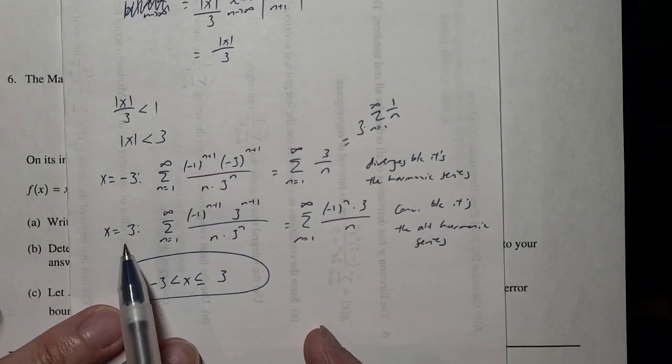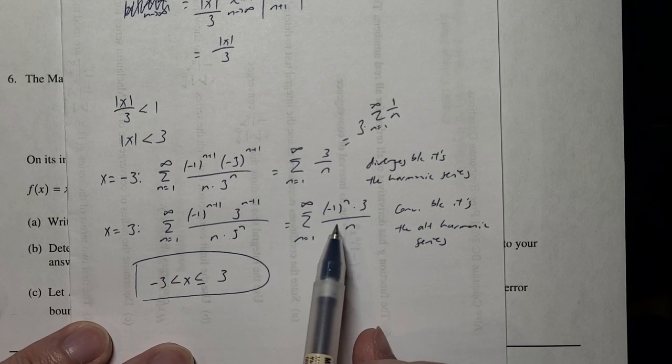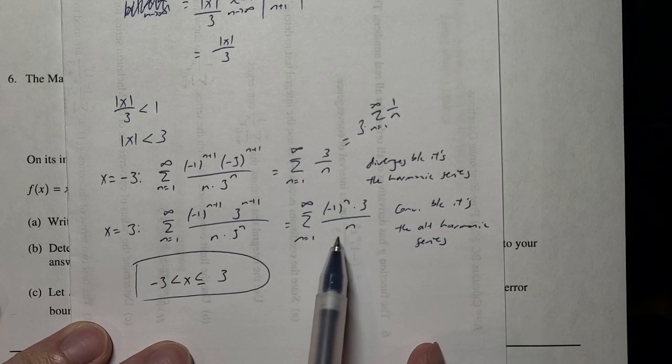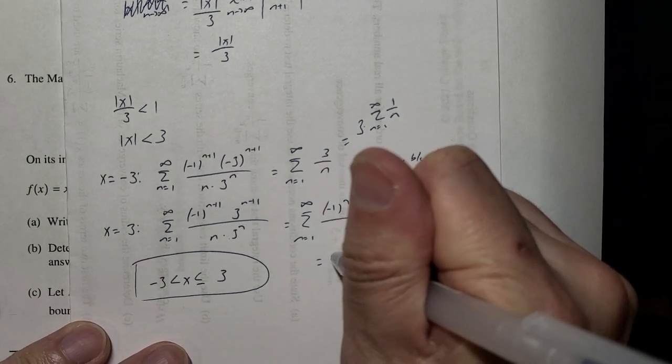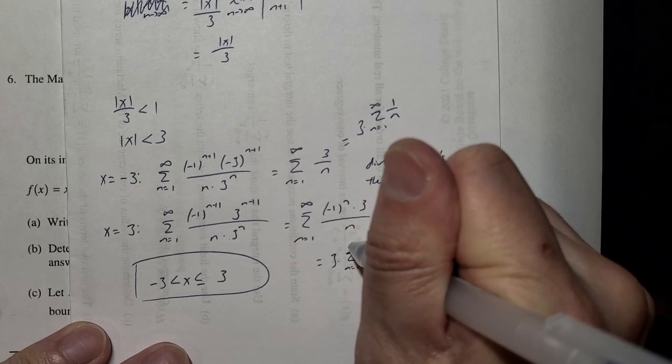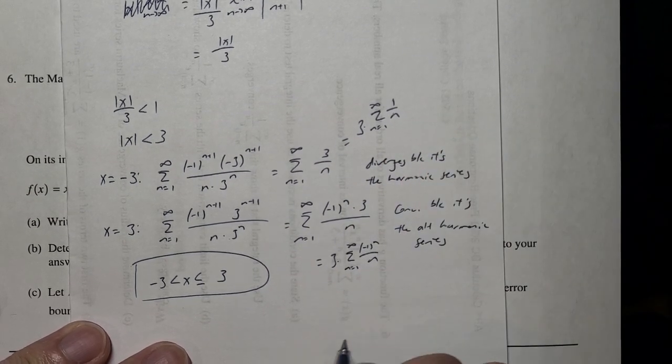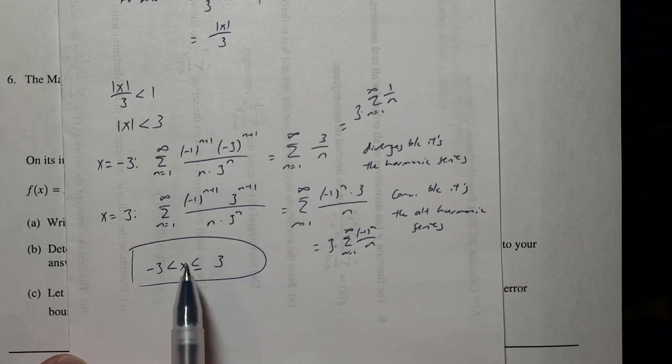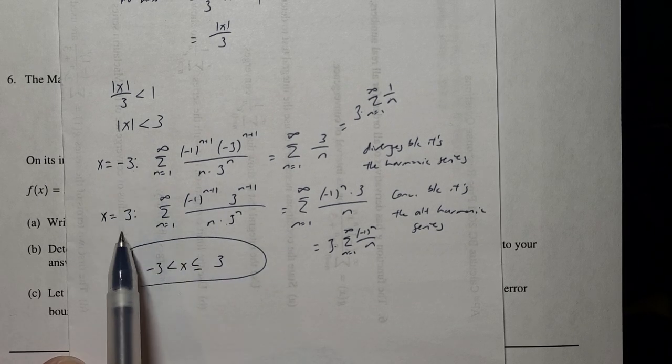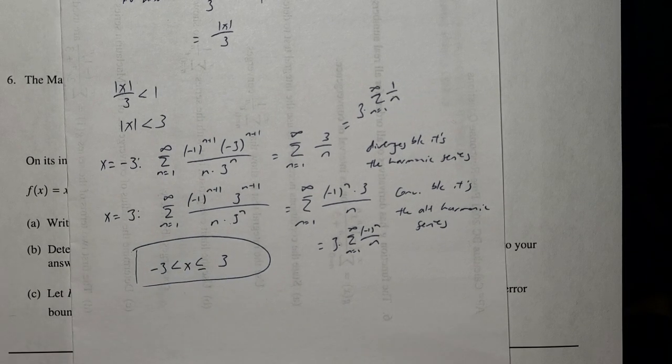And the other endpoint, x is equal to 3, you would get alternate harmonic series. Okay, so I would show one more step again, 3 times summation minus 1 to the n over n. So this is the alternate harmonic series, okay? And so we don't include this endpoint, but we include this endpoint. This is our interval of convergence.